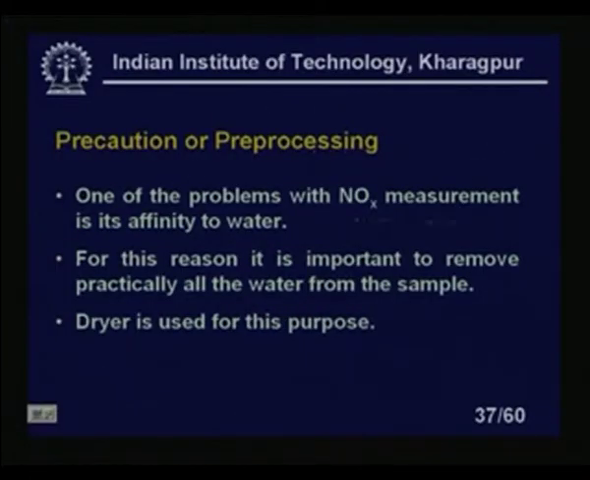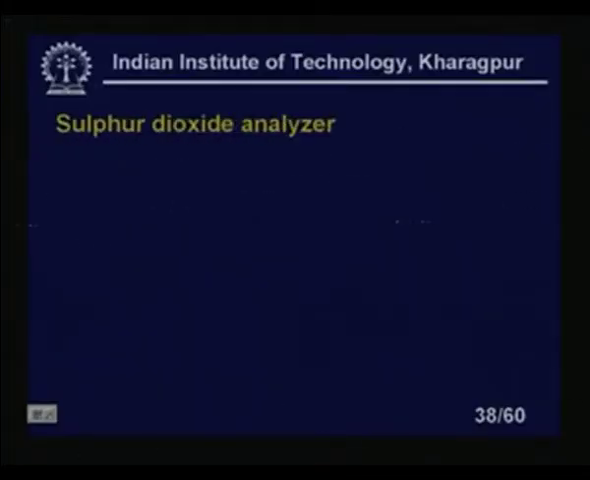A dryer is used for this purpose because silica gel dryers and all these dryers will remove the moisture content in the NOx, keeping the NOx as it is for analysis purposes, because ultimately you have to make the analysis of this NOx. Now, sulfur dioxide is another form of pollution in the environment, so we must look at what type of pollution this is. It is very hazardous, so we must know the contents of sulfur dioxide in the air.